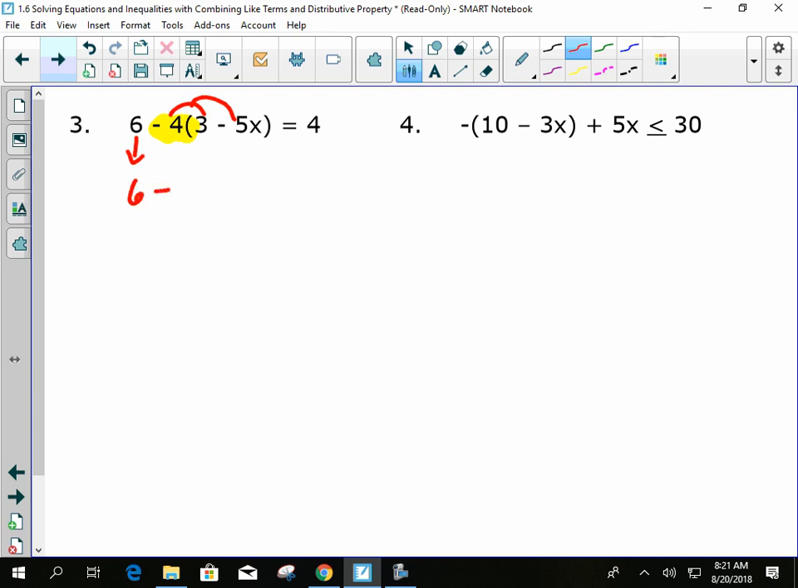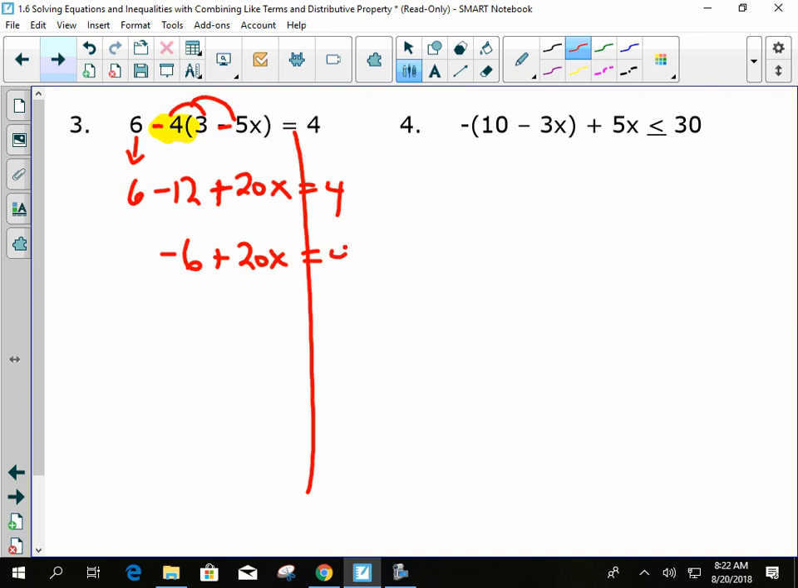Negative 4 times 3 is negative 12. Negative 4 times negative 5 is positive 20. Bring your x down equals 4. You cannot just bring signs down, okay? A negative times a negative is a positive. Negative times a negative is a positive. 6 and negative 12 can be combined. 6 minus 12 is negative 6 plus 20x equals 4. So now I'm going to add 6 to both sides. 20x equals 10. Now I divide by 20.